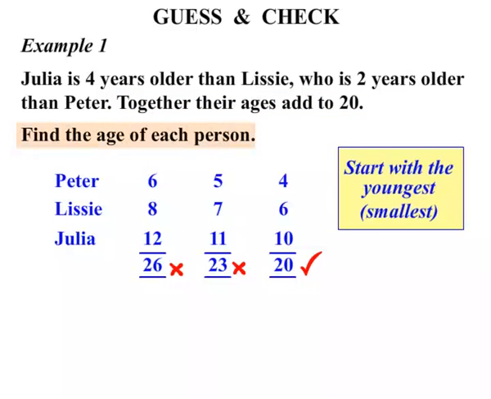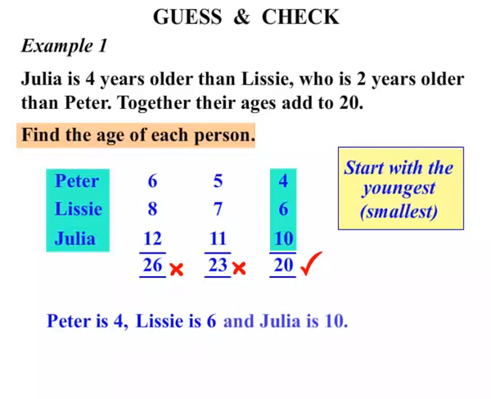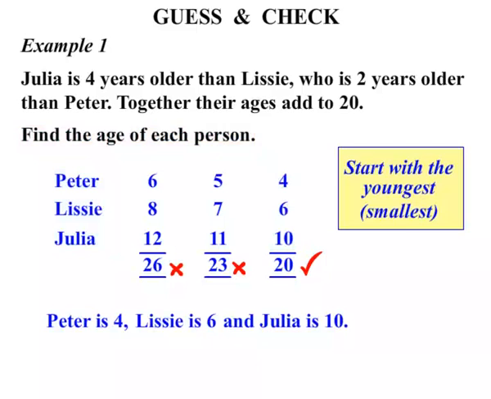So, find the age of each person. Make sure that's all our working done. Make sure we write our answer in sentence form there. We can say Peter, Lissy and Julia, 4, 6 and 10. So let's write Peter is 4, Lissy is 6 and Julia is 10. Okay, so a nice clear answer there at the end of our working.